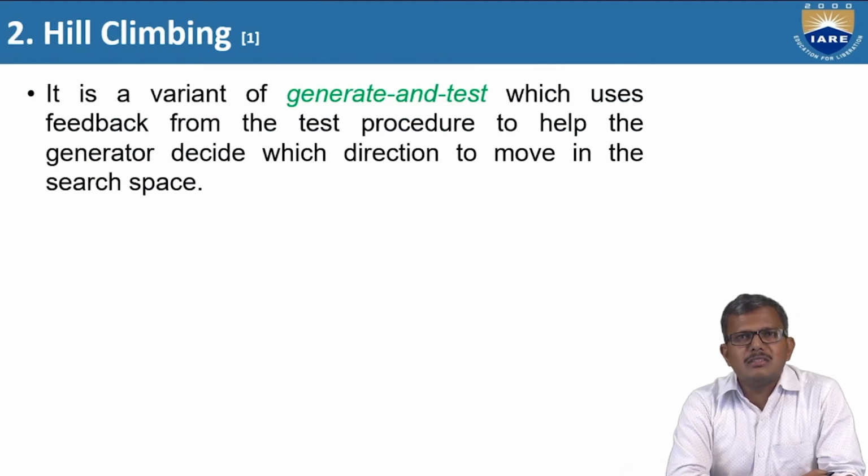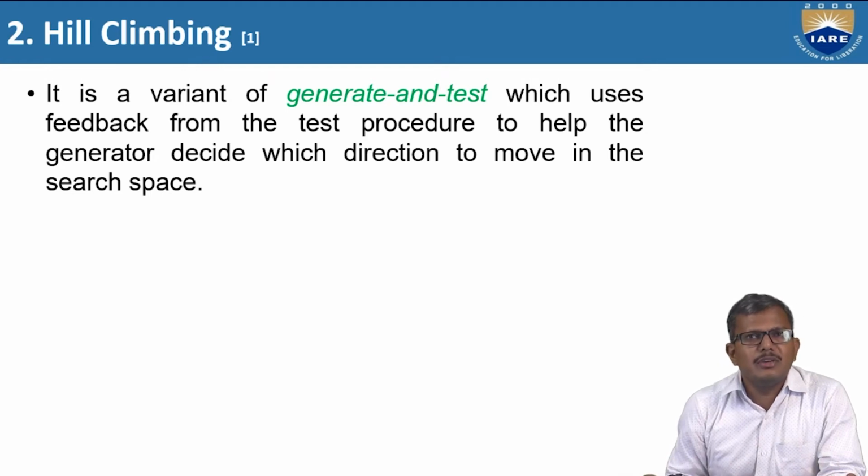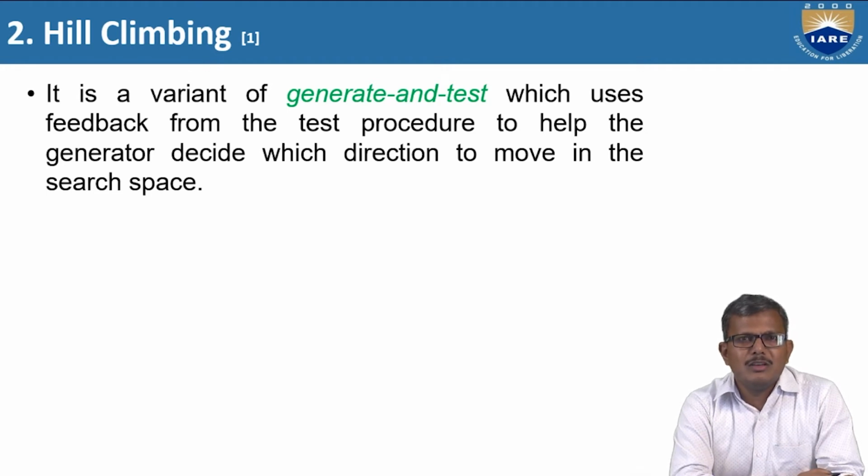Okay, so that is all about the generate and test search technique. Let us see the second flavor of this search technique, that is called hill climbing. This hill climbing approach is one of the variants of the generate and test process. Why do we say it is a variant? Because in the generate and test procedure, during the search process, we select the next node by using some random method. Means there is no specific method to select the next node.